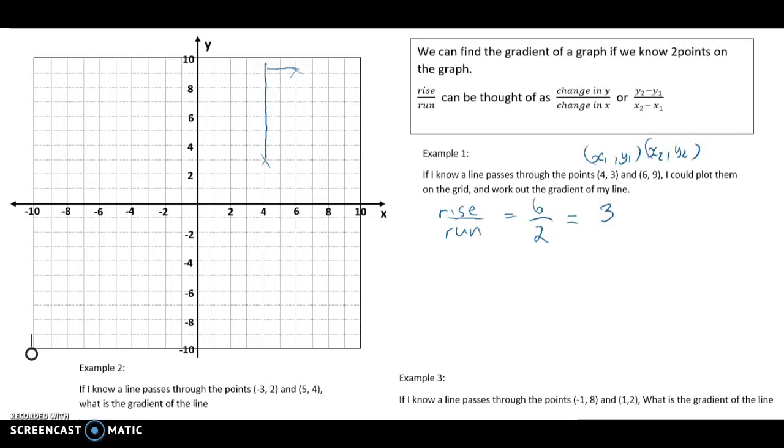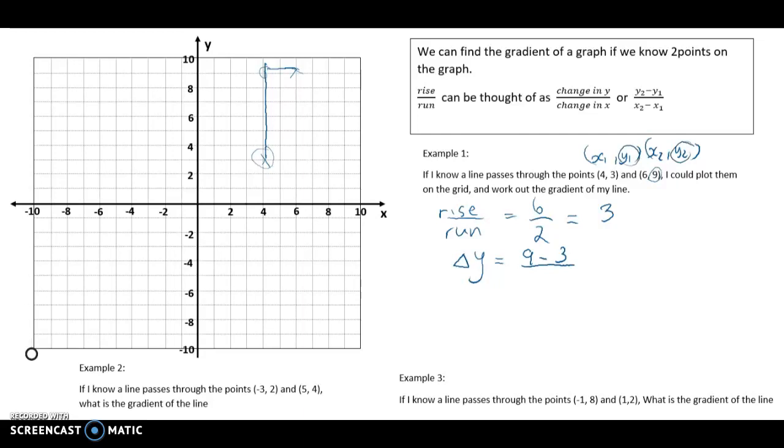So I want to know how much my y has changed. I started at 3 on my first point when I was over here, and I went all the way up to 9 over there. So the difference between 3 and 9 will give me how much my rise was. So my change in y is equal to 9 minus 3, which is y2 minus y1.